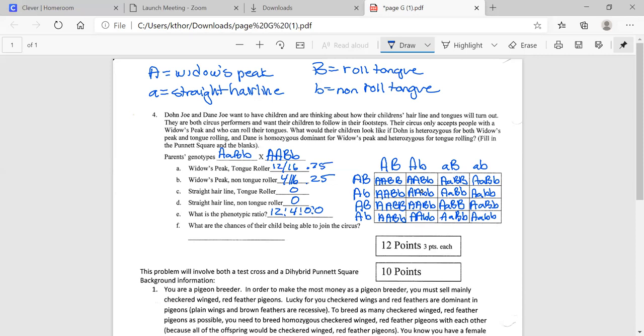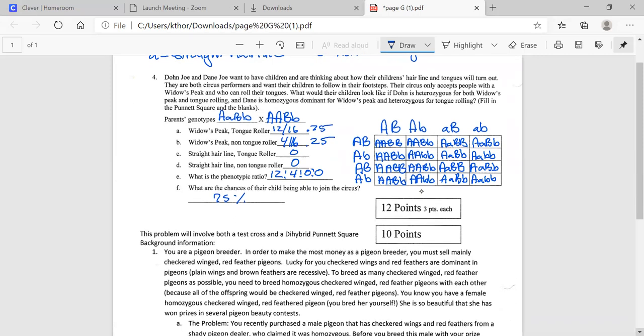What are the chances of the child being able to join the circus? Let's see. What did they say? They are performers and want the children to follow in the footsteps of the circus. It only accepts people with a widow's peak who can roll their tongues. So widow's peak and can roll their tongues, 75% chance. All right, let's continue.